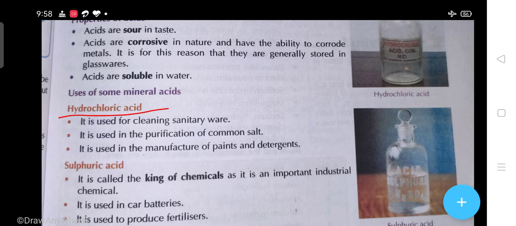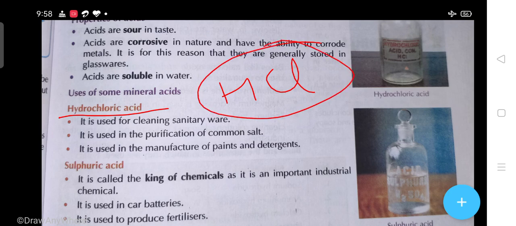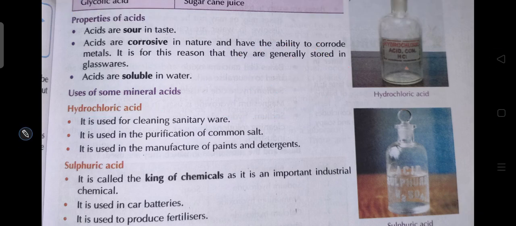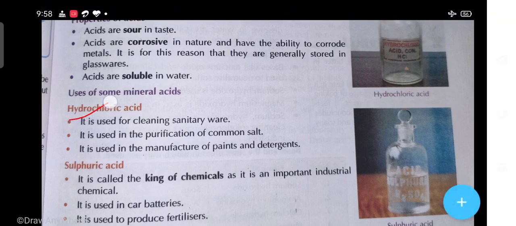Students, let me remind you, hydrochloric acid is produced by your stomach also, to kill the harmful bacteria which come along with the food. Now, hydrochloric acid can be used for cleaning sanitary ware. Second, it is used in the purification of common salt. Third, it is used in the manufacture of paints and detergent. So these are the applications and usage.